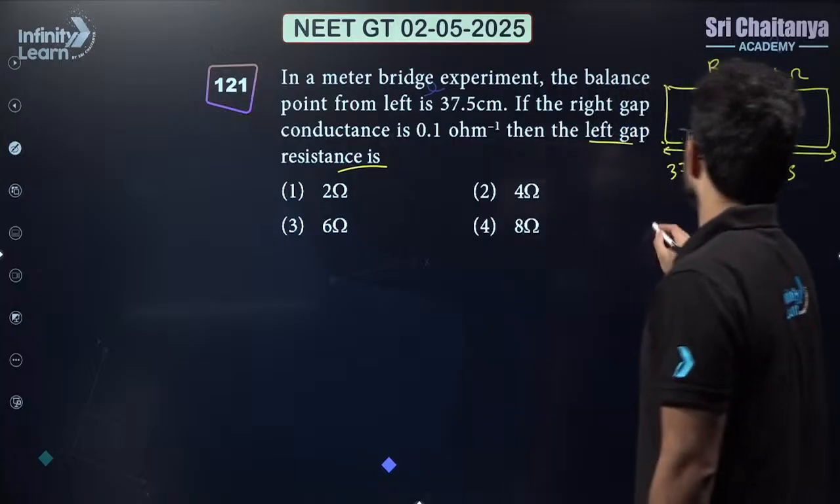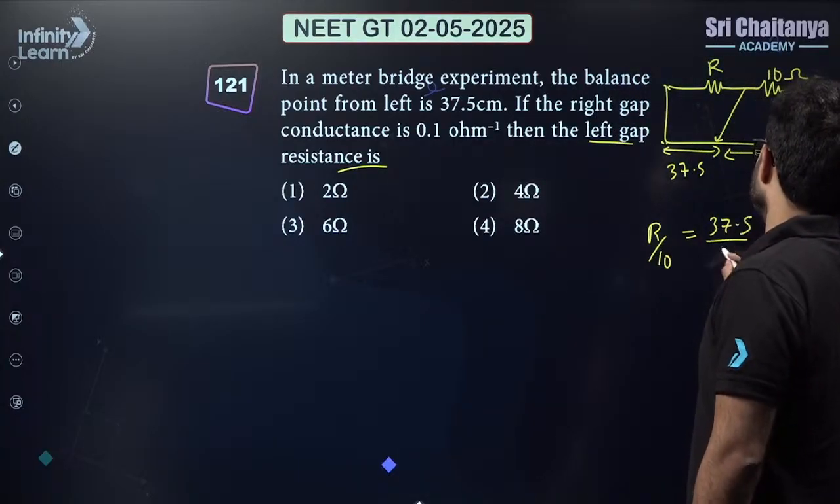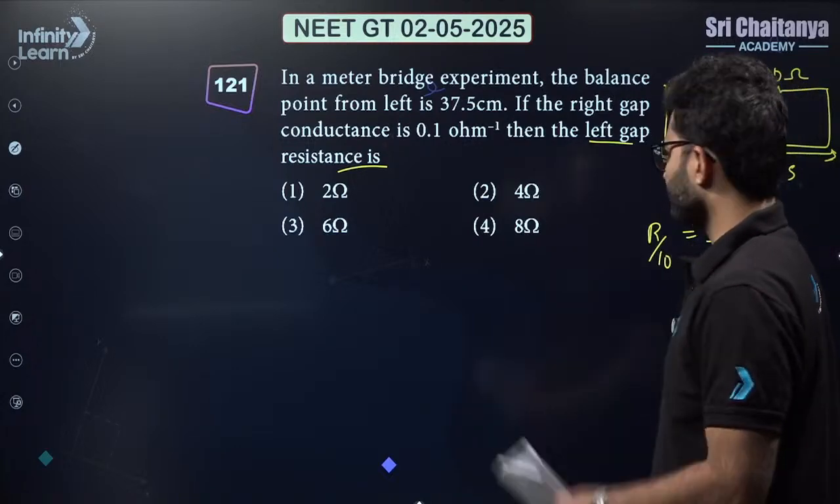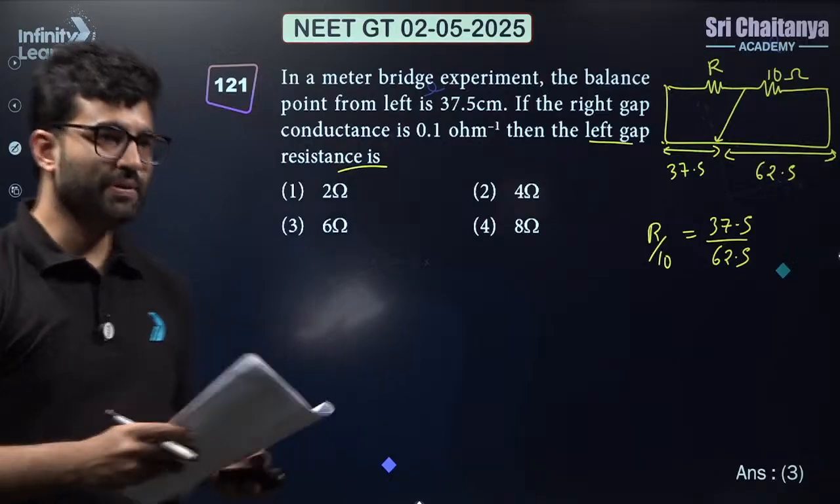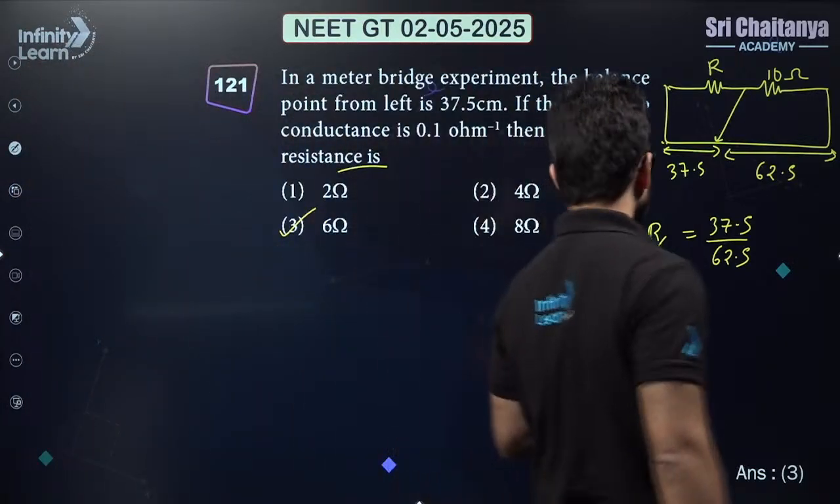So can you do that? R by 10 is equal to 37.5 divided by 62.5. Fairly simple, right? So you can calculate from here. What would be the answer? The answer would be 6. So you just calculate, the answer would be 6, correct? Next.